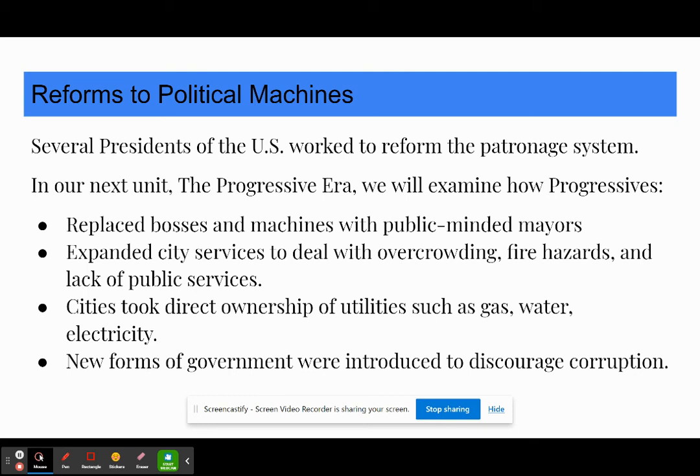In our next unit, we'll examine how progressives replaced bosses and machines with public-minded mayors. They expanded city services so political machines didn't have to provide them. And they did this to help deal with things like overcrowding, fire hazards, and lack of public services. And then cities took direct ownership of utilities such as gas, water, and electricity. And then new forms of government were introduced to discourage corruption.